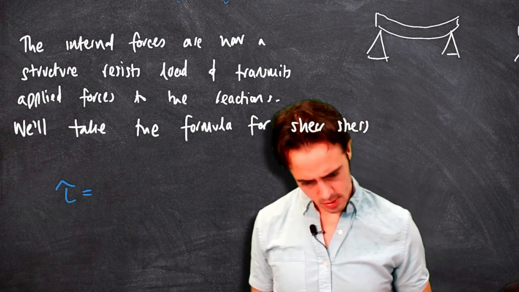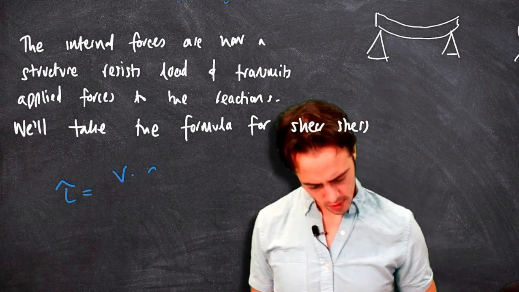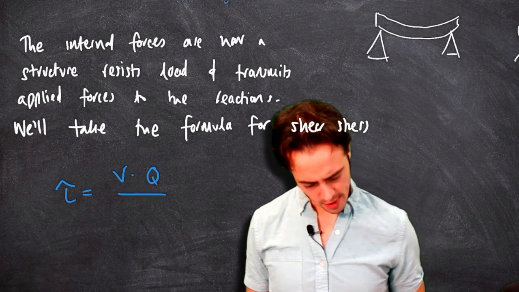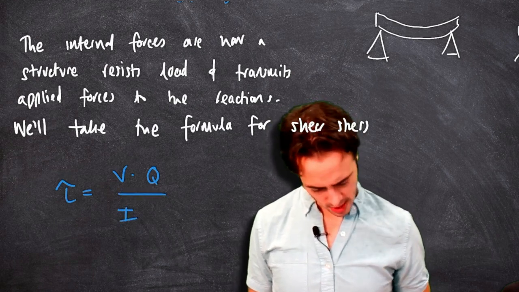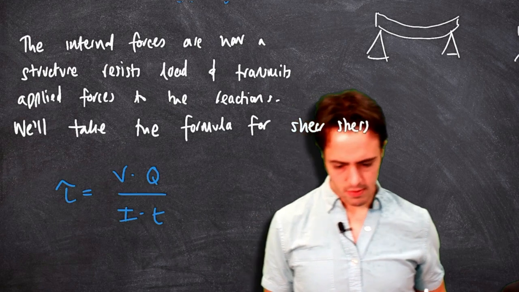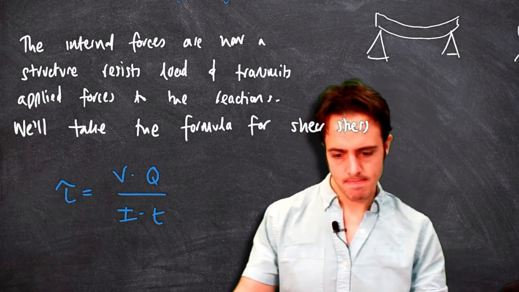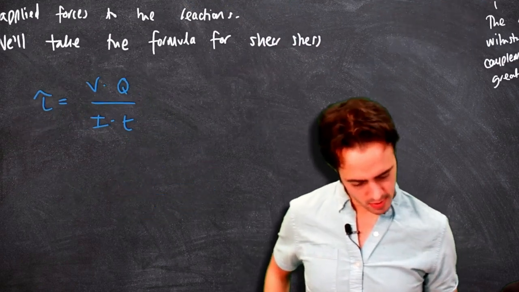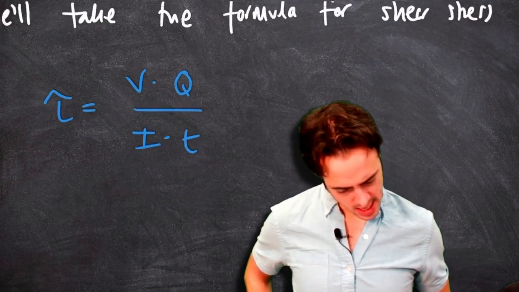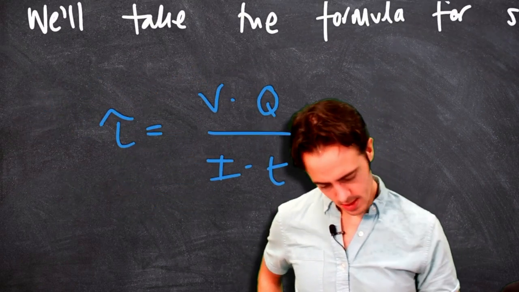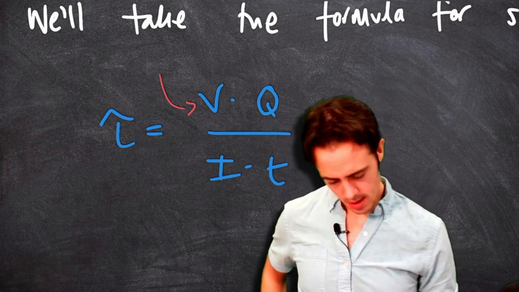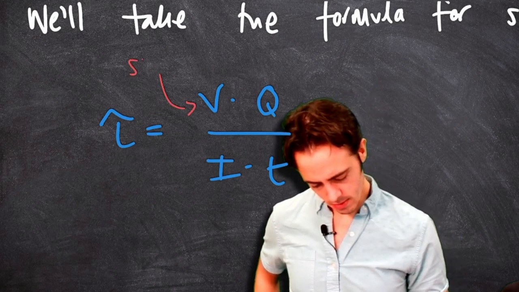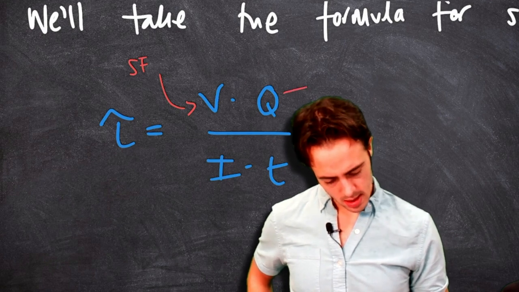Okay, so tau is equal to shear force multiplied by the first moment of area divided by the second moment of area, divided by T. Okay, T is the thickness in this case. So let's just talk about everything in here. So V is the applied shear force that we apply.